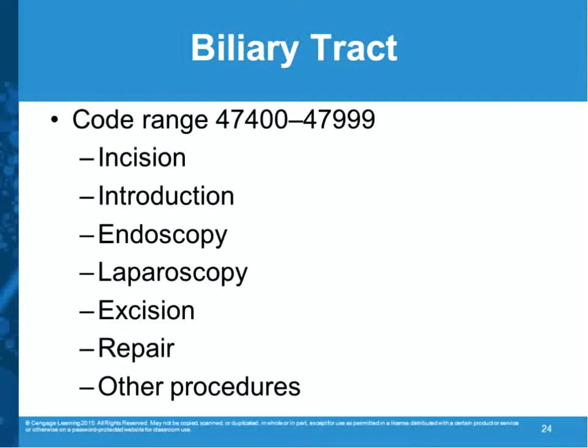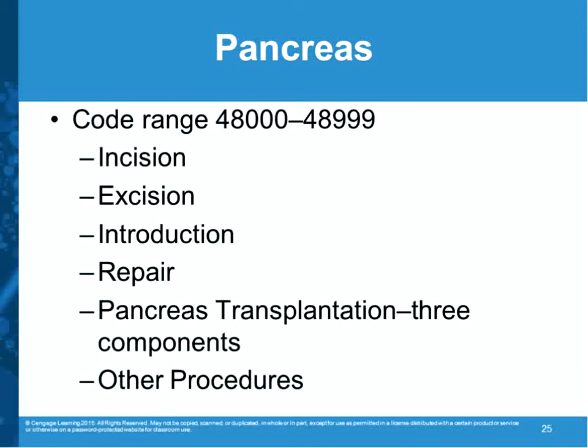Then from there, we got repair codes. And you see your anastomosis. Now you got to pay close attention to these anastomosis because they're throwing them in a lot of different sections, so you have to pay attention to the anastomosis procedures, and your book tells you that. You got reconstructions under your repair as well, and then you got your unlisted procedure code for your biliary tract under 47999.